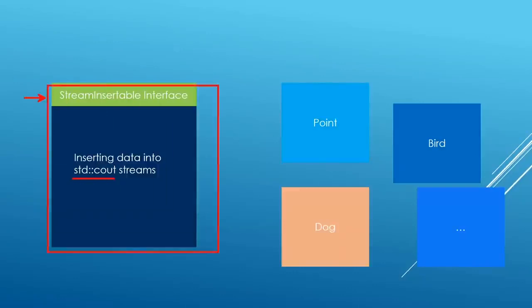So we can take this interface and attach that to a point class, for example, and we will automatically be able to print point objects to the output stream, and we won't need to overload the stream output operator in the point class. We can do the same thing to our bird class, we can do the same thing to our dog class, and we will be able to print these things without having to overload the stream output operator.